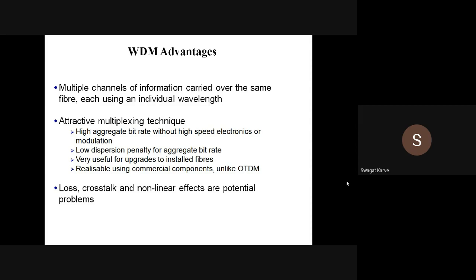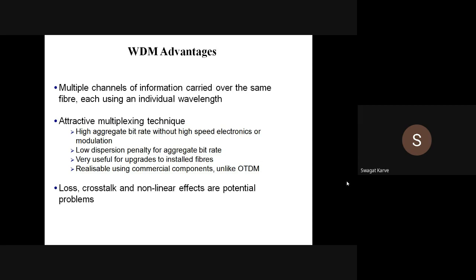Then why is it an attractive multiplexing technique? High aggregate bitrate without high speed electronic or modulation technique, because you are using the same channel with increased capacity. That means you need not increase the bandwidth. Within that same bandwidth, you are now transmitting more data by multiplexing. Low dispersion penalties for aggregate bitrate, very useful for upgrading installed fibers, and reliable using commercial components. These are the major advantages of wavelength division multiplexing.